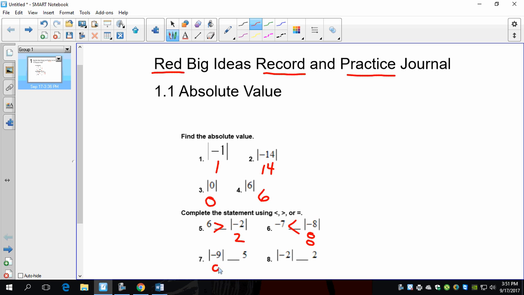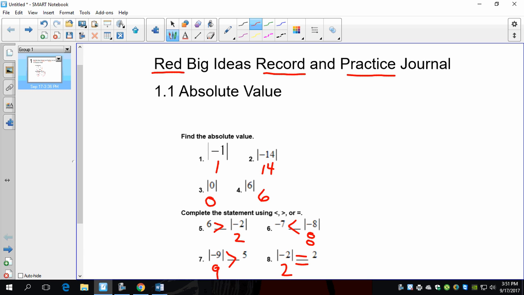-9, absolute value would just change to 9. 9 is greater than 5. And -2, the absolute value of -2 is 2. 2 and 2 would be equals.